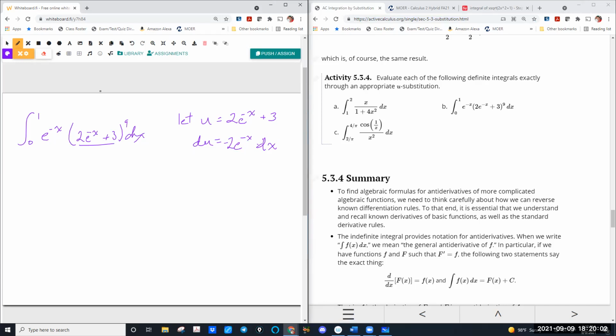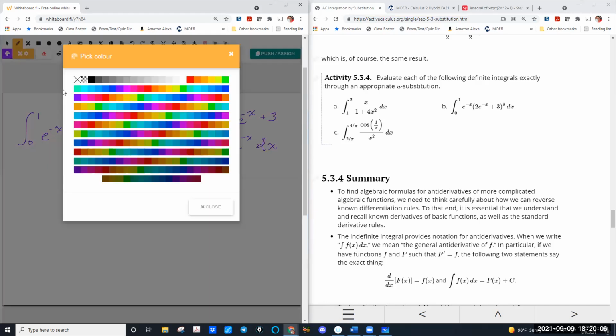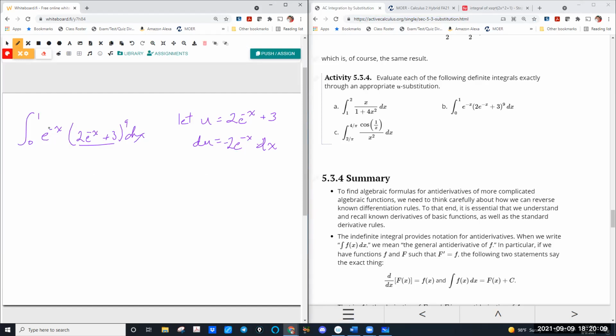So now let's see about making our substitution. I want to change colors for this because I just want to make this real obvious. If I'm looking at this, I already know this part here, so that part I'm done with. This e to the negative x is going to come in handy because it's going to match up with that e to the negative x here. So that e to the negative x dx is going to be part of my substitution.